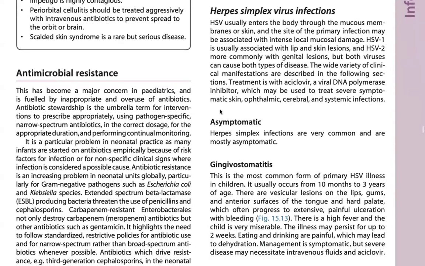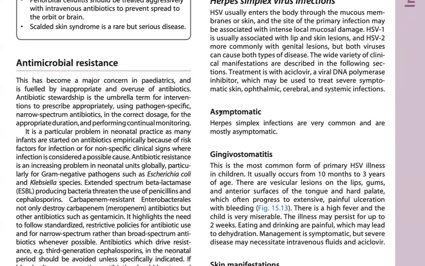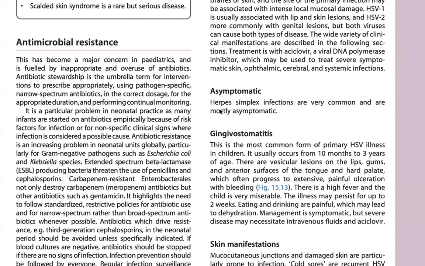Gingivostomatitis is the most common form of primary HSV illness in children. It usually occurs from 10 months to 3 years of age. There are vesicular lesions of lips, gums, anterior surfaces around the tongue, and hard palate, which often progress to extensive painful ulceration with bleeding. There is a high fever, and the child is very miserable. The illness may persist for up to 2 weeks. Eating and drinking are painful, which may lead to dehydration. Management is symptomatic, but severe disease may necessitate IV fluids and acyclovir.